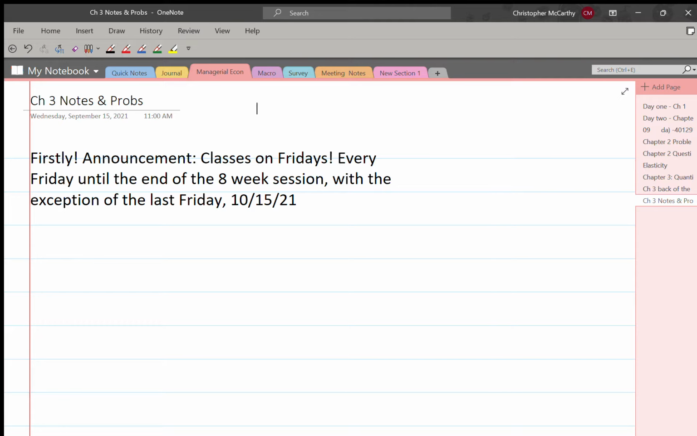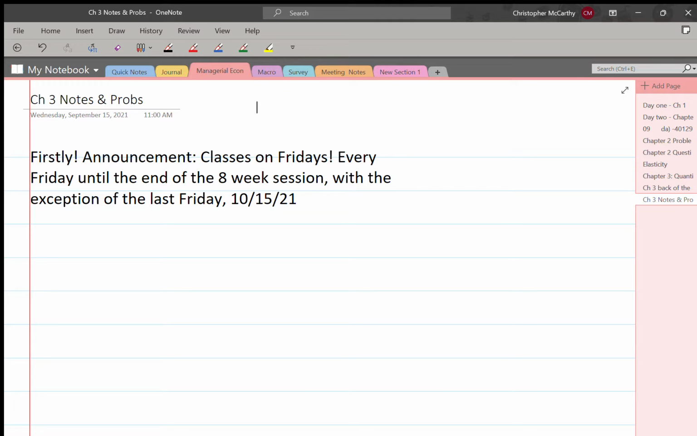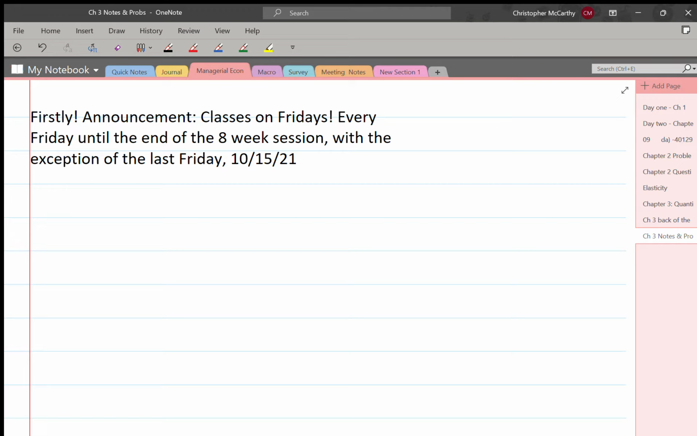So we talked about elasticity. We went over problems with elasticity. Now we're going to relate it back to the demand curve and how elasticity relates to the demand curve and how elasticity relates to total revenue.